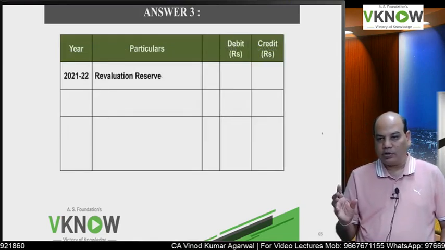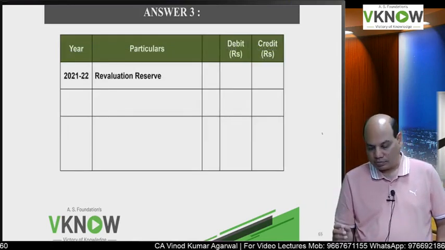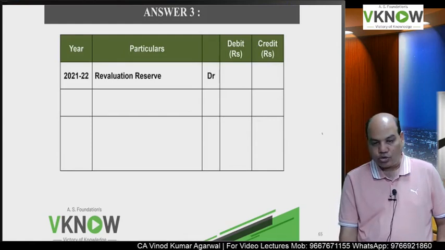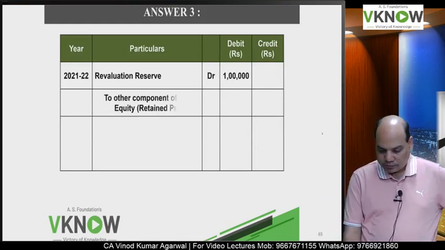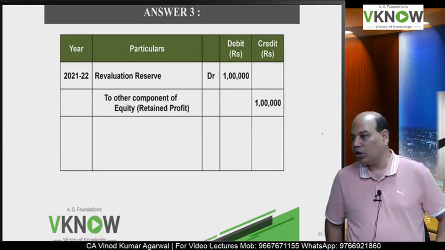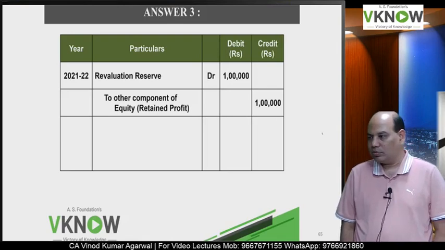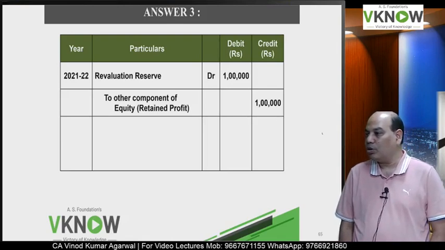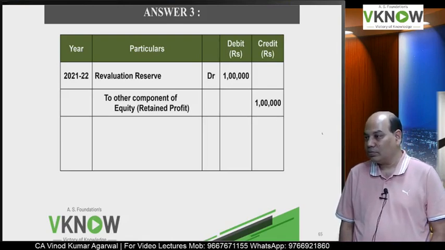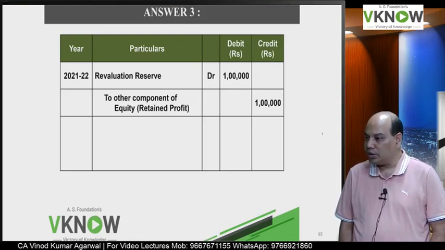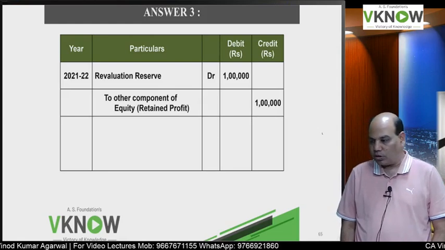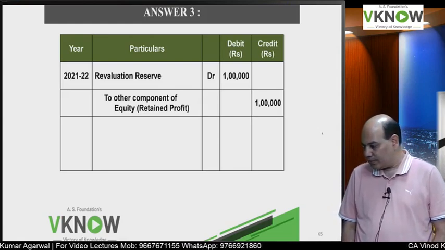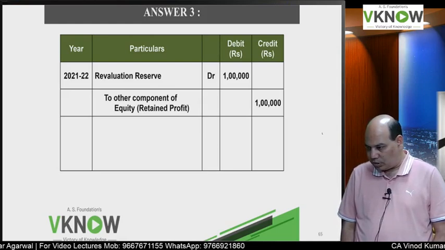But there is a balance lying in your revaluation reserve. Once the asset is sold, the balance in revaluation reserve is transferred to other component of equity. The standard does not tell you the name of any particular reserve, so you can transfer it to retained profit, or you can transfer it to general reserve. So write down: to other component of equity. Yes, Mr. Rahul Sundar, any answer? 1 lakh.